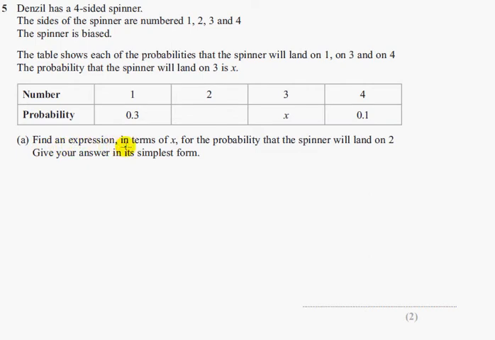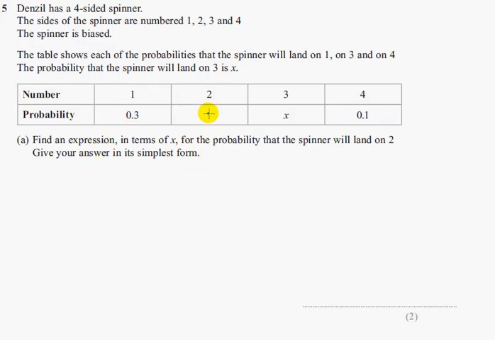Part A says find an expression in terms of x for the probability that the spinner will land on 2. Give your answer in its simplest form. So you are going to have to cancel this down, okay? So it can land on 1, 2, 3 or 4. If you add up all those probabilities, it has to add up to 1, okay?